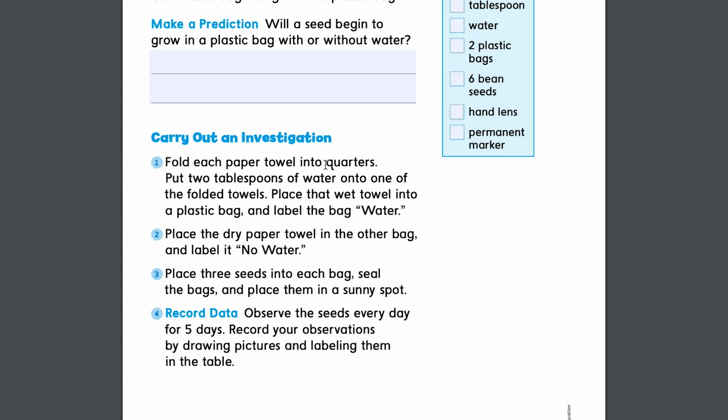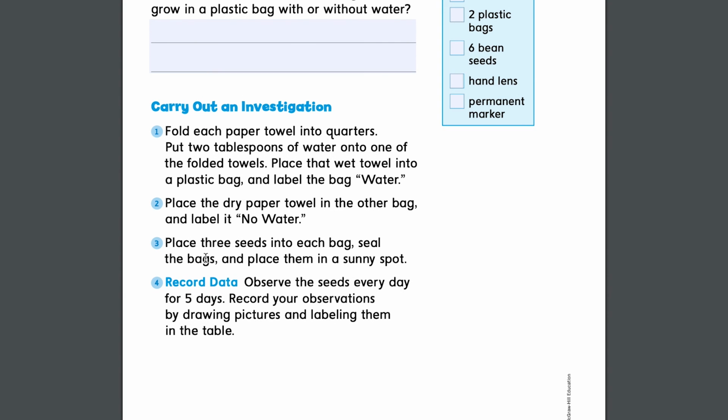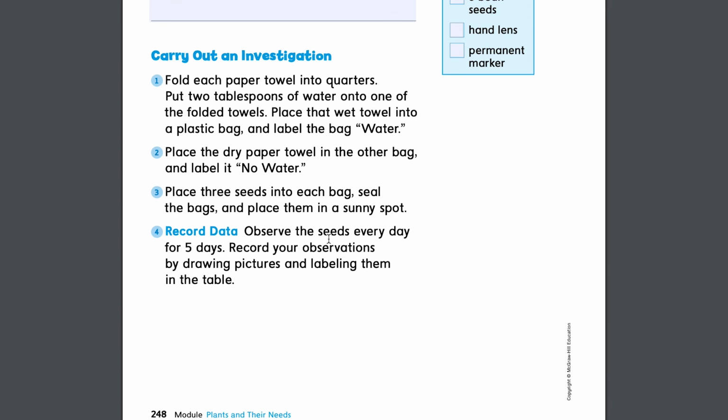Fold each paper towel into quarters. Put 2 tablespoons of water onto one of the folded towels. So one will have water and one won't have water. Place the wet towel into a plastic bag and label the bag water. Place the dry paper towel in another bag and label it no water. Place 3 seeds into each bag and seal the bags, and then place them in a sunny spot. Observe the seeds every day for 5 days and record your observations by drawing pictures and labeling them in the table.